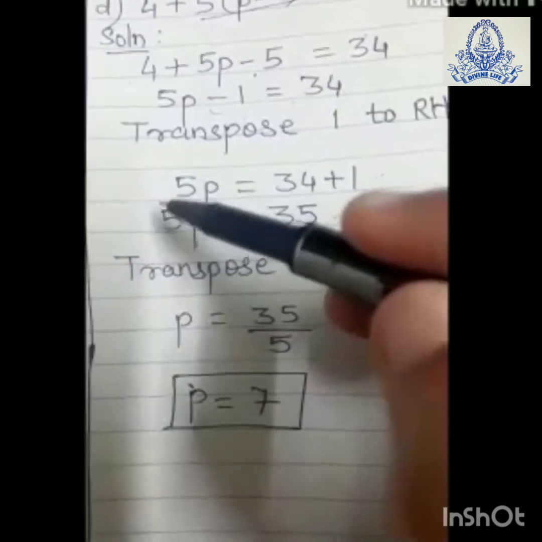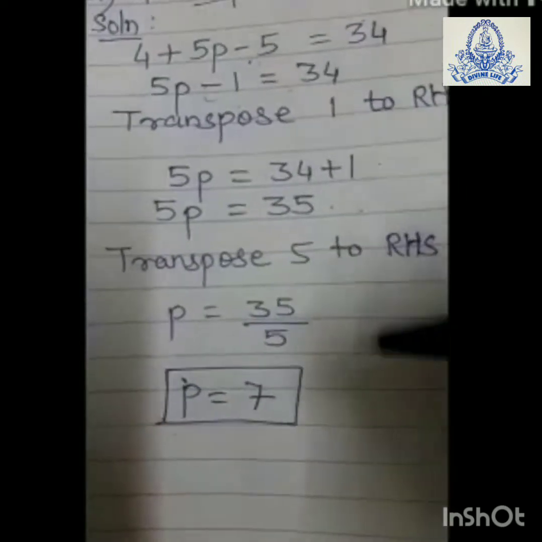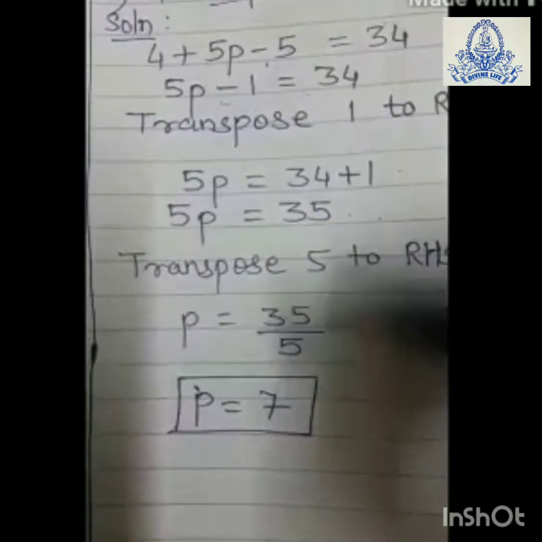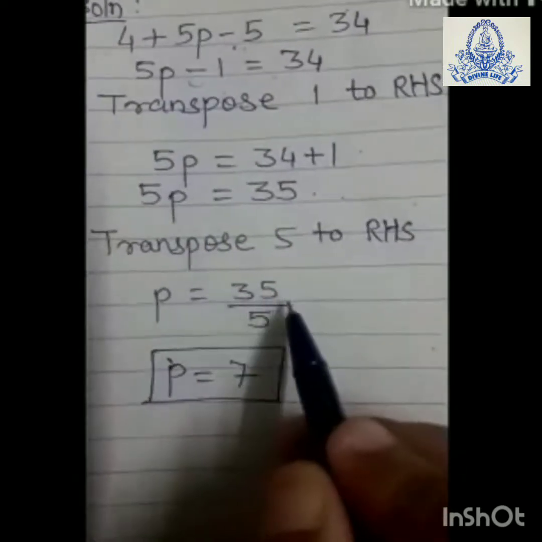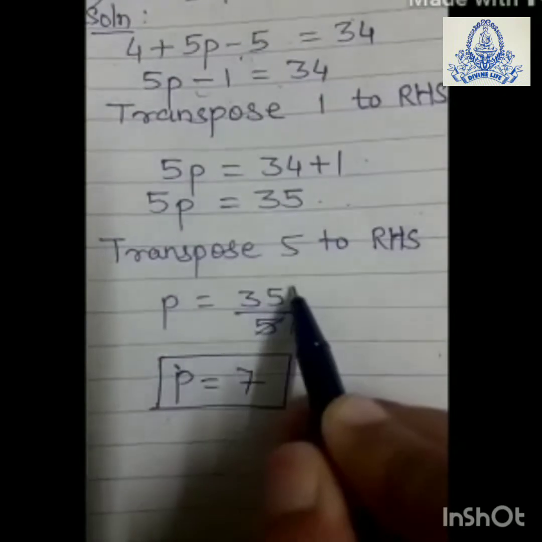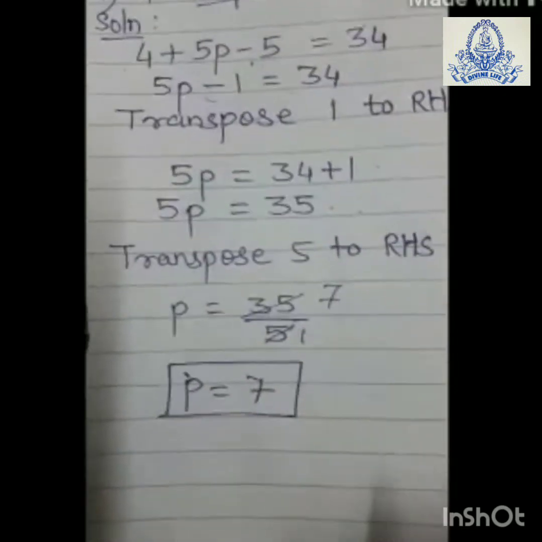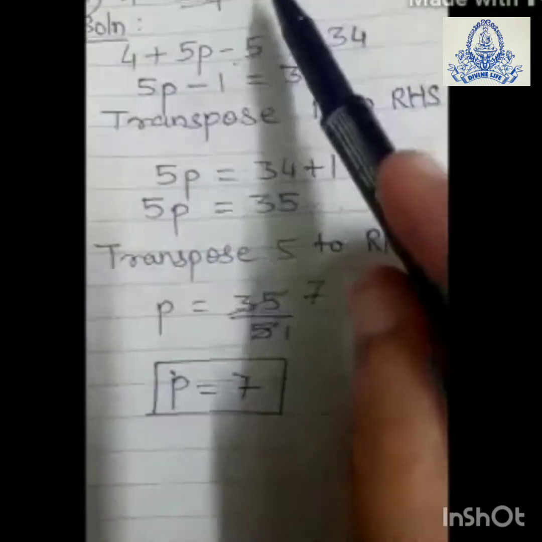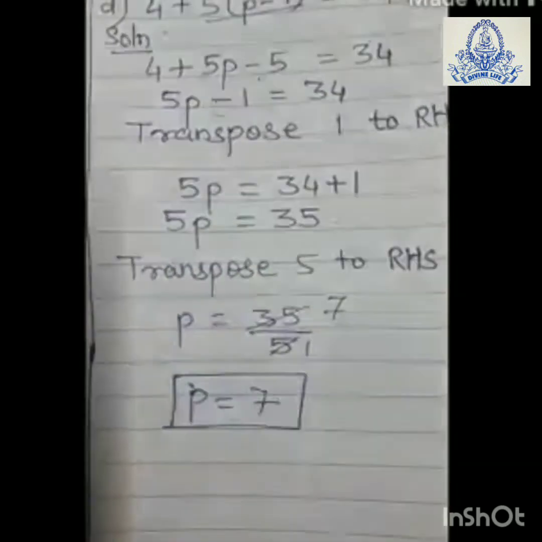So now this 5 we will transpose to RHS. So p is equal to 35 upon 5. So value of p is 7, since 5 sevens are 35. If you substitute this value in this, you will get LHS is equal to RHS.